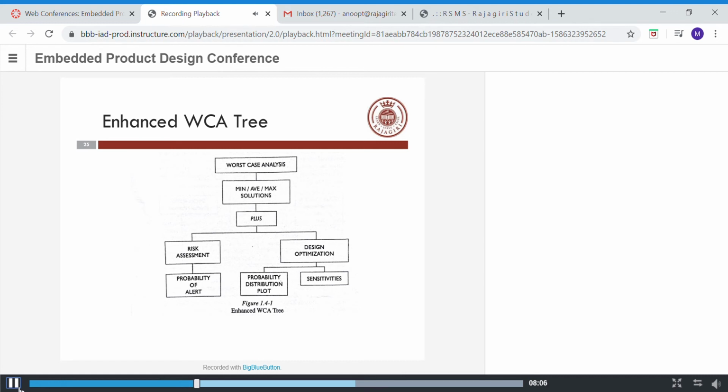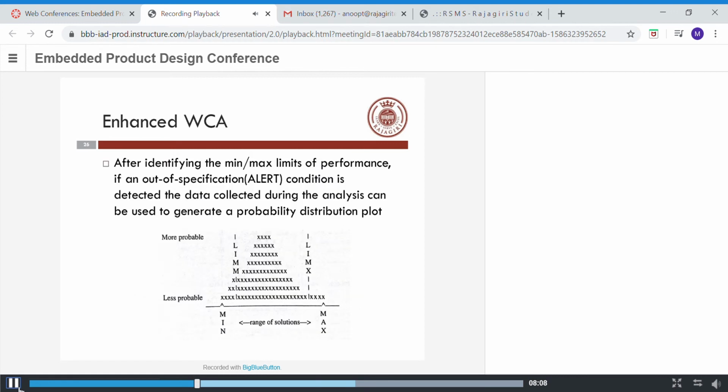So moving along. Okay. So after identifying the minimum and maximum limits of performance, if an out of specification condition is detected, data collected can be used to generate the probability. So what is done? You have a minimum maximum limit. You have lots of solutions. After your WCA, you know if there is a possibility of this particular limits being breached. Do you have an alert scenario? That particular information is obtained from after your WCA.